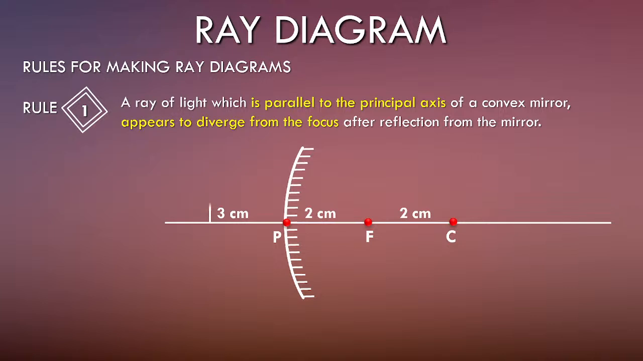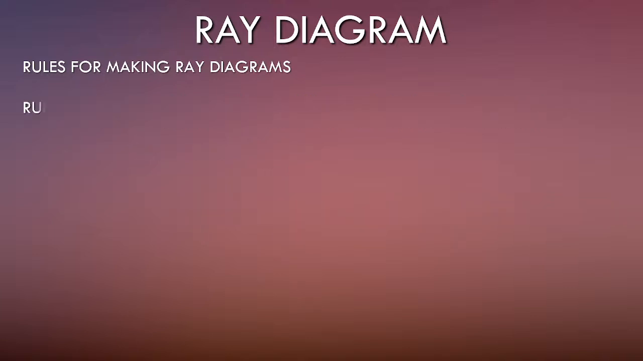So look at this. If I draw, take an object AB, if I take a line, the condition number 1 says that it appears to diverge from the focus. Okay, matlab if I draw an imaginary line from the focus, okay, it looks like this. This is the first rule for drawing the ray diagram for which mirror? Convex mirror. Okay, keep this in mind.